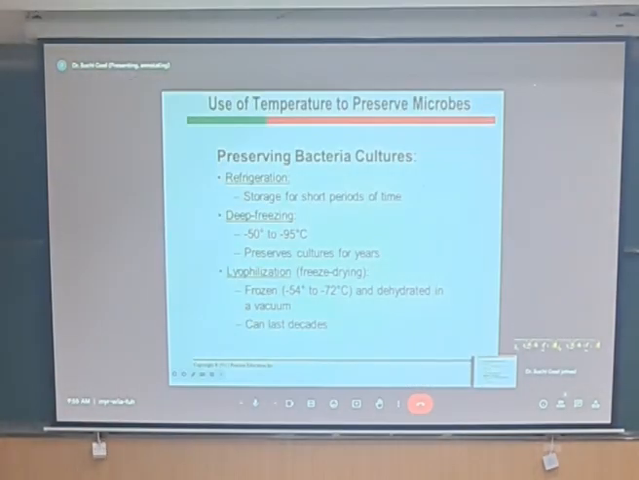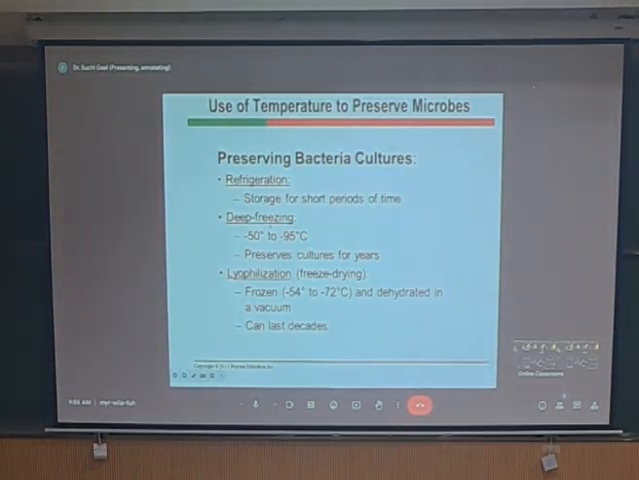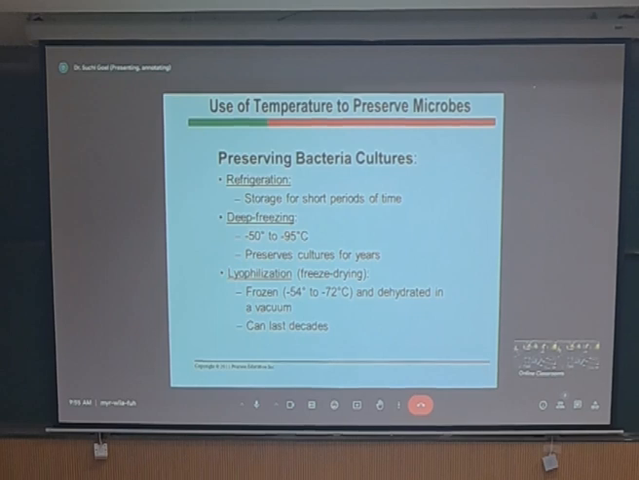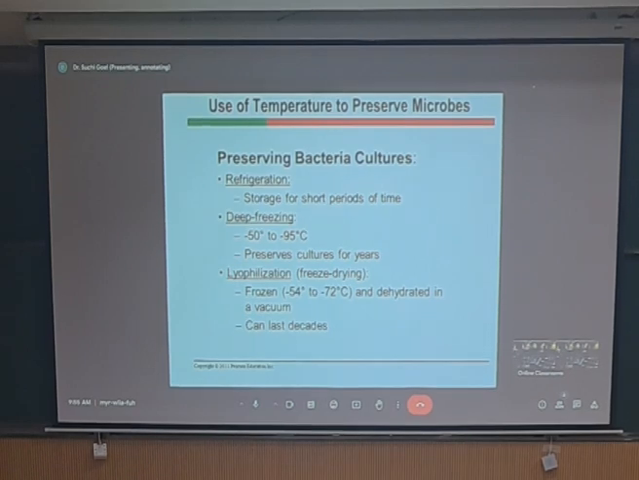If you want to just preserve it for hours, you put it in the refrigerator, at 4 degrees. For example, you inoculated your bacteria yesterday. You have a class, you want to do it in the afternoon. You just put the bacteria in the fridge at 4 degrees centigrade, and you will find there will be no problem.